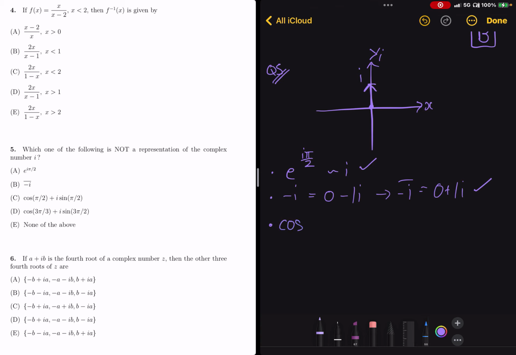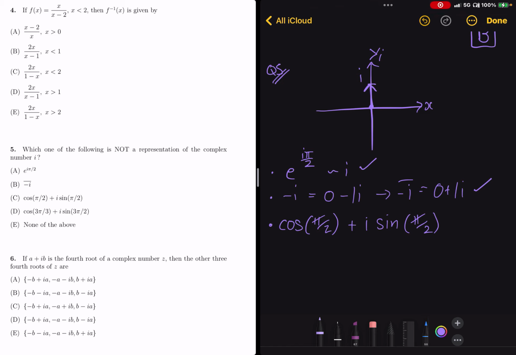So cosine of pi on 2 plus i sine of pi on 2. So this is really just an alternative form. When you're writing complex numbers, you can write them in a bunch of different ways. This is one of the ways that you can write these complex numbers. So we really need to convert this back to a standard vector form.